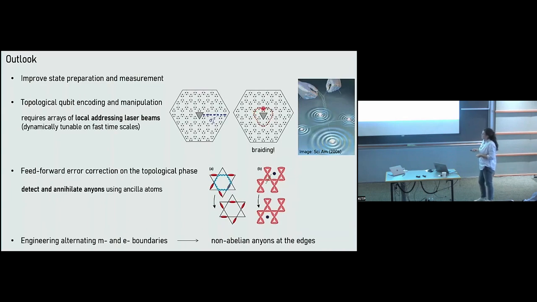And finally, something else that we're thinking about currently is how we can engineer alternating M and E boundaries of this spin liquid to create non-abelian anyons at the edges, and if we can do something interesting with that.